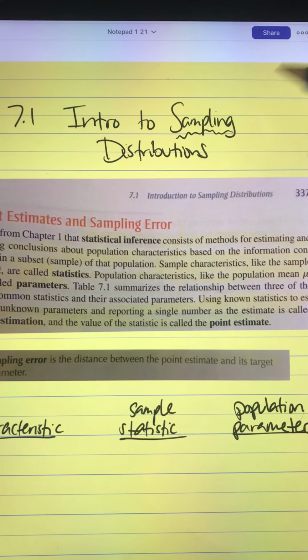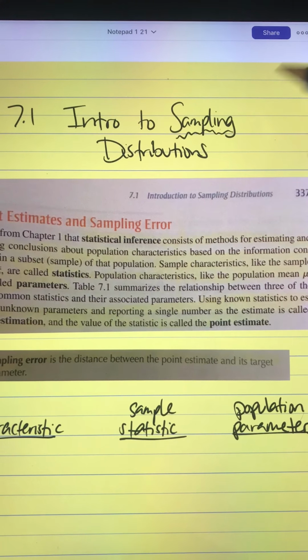I'm not going to have you write down the terms statistics and parameters, but you do need to review those. A characteristic of a sample is a statistic, and a characteristic of a population is called a parameter. We're going to see what those look like here in a second. And then you do need to write this down. For sampling error, it's the distance between the point estimate and its target parameter.